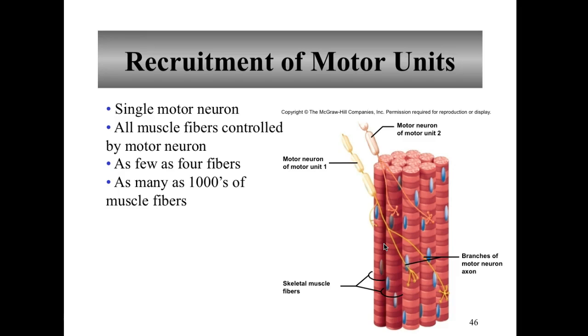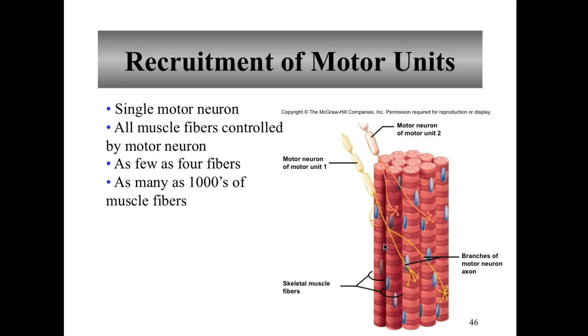So now we're going to look at how to recruit those motor neurons for muscular responses. When you look at the recruitment of motor neurons, you have that single motor neuron itself, a motor neuron of one motor unit. All muscle fibers are controlled by motor neurons. A few have 4 fibers, and then as many as 1,000 or more muscle fibers can be controlled by a motor neuron. So talking a little bit about that recruitment.